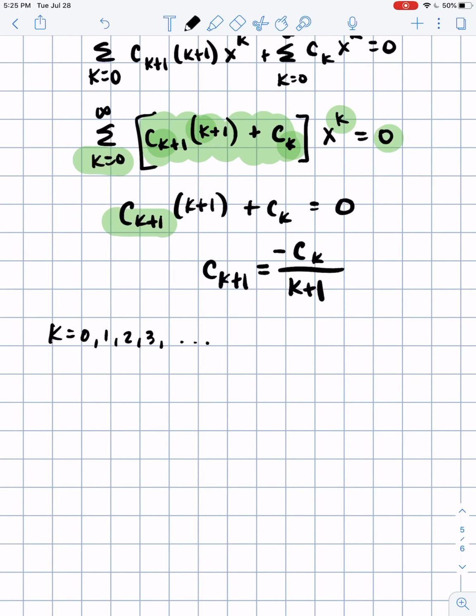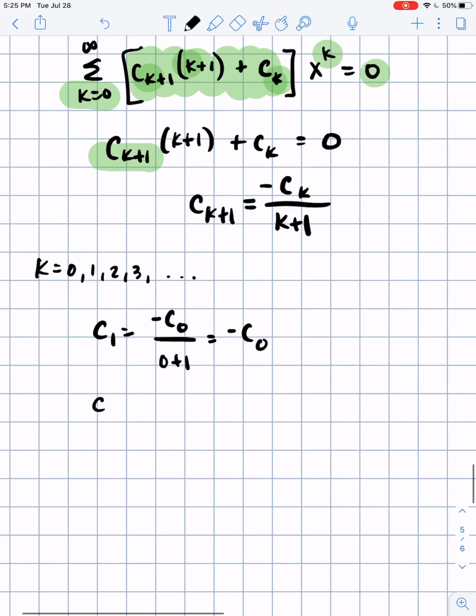When I do that, let's look. If I plug in 0, so everywhere you see a k, we're going to plug in 0. So I'll have c sub 1 equals negative c sub 0 over 0 plus 1, which is going to give me negative c sub 0.